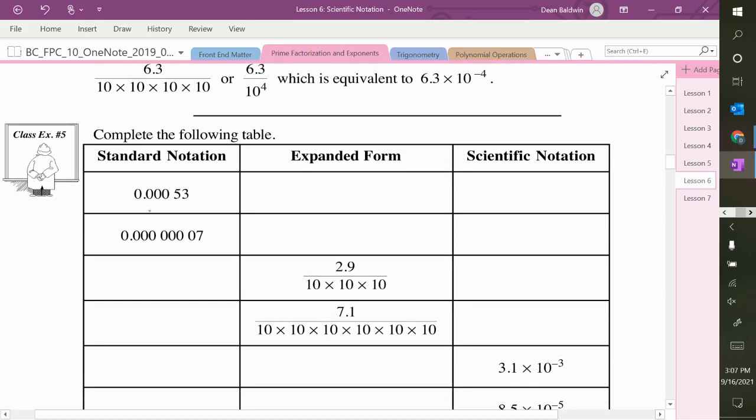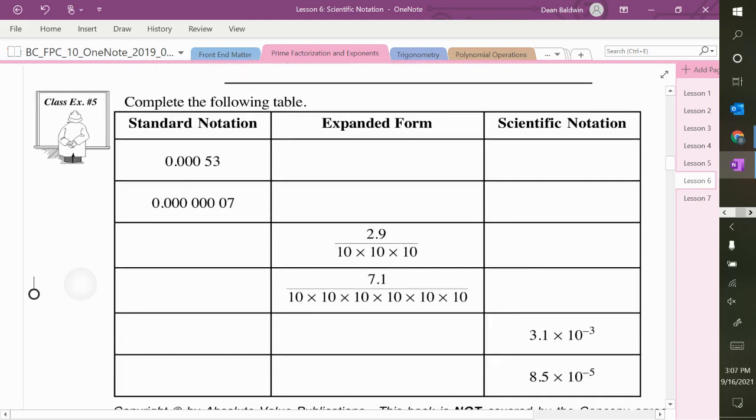So let's do this one, 0.00053. You're going to move the decimal 1, 2, 3, 4. Remember, you want your first number in scientific notation to be between 1 and 9. So I write 5.3. All right. You wouldn't move it past the 3 because then your first number would be 53. How many spots did I move the decimal? So you go times 10 to the -4. When it's a really small number, it's negative. Okay.